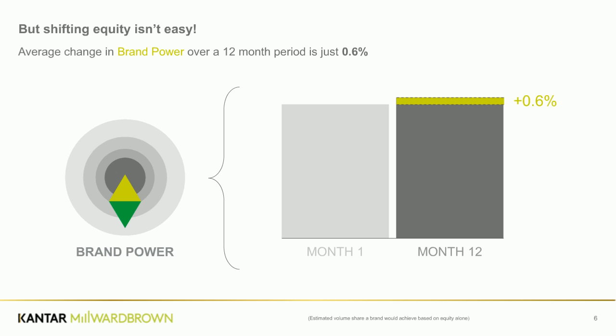This chart shows the average increase we observed in power scores for a number of brands across a database over a 12-month period. And as you can see, the average increase is very small, just over 0.5%. And to be honest, we wouldn't really have expected to see a massive shift in underlying levels of equity. It can take years to build substantive changes.